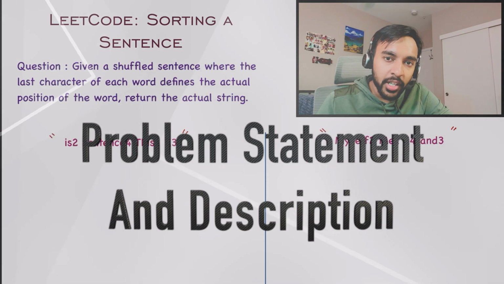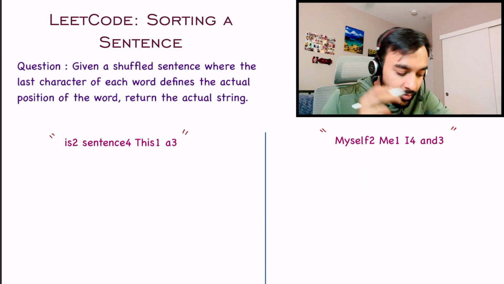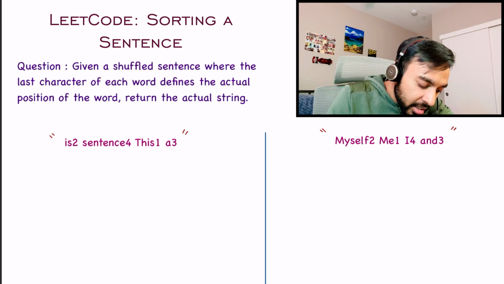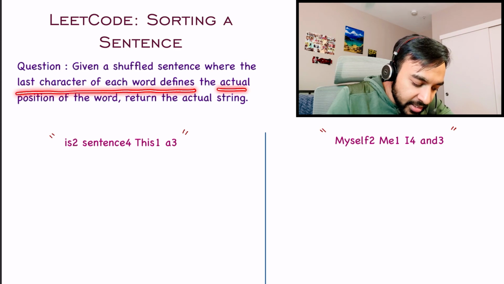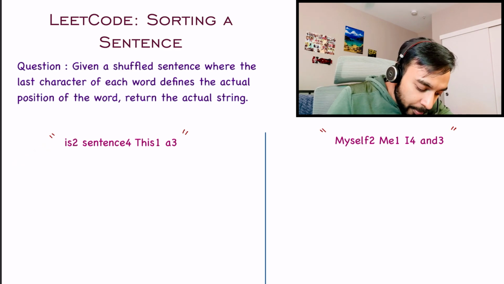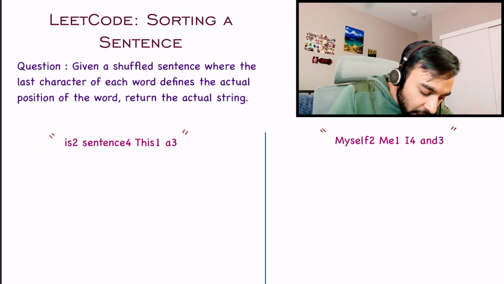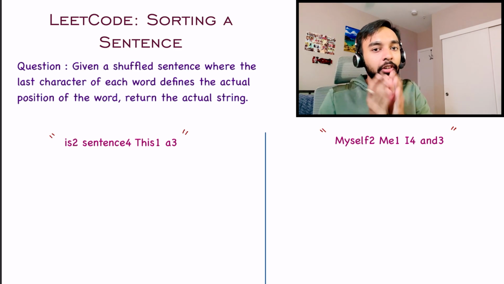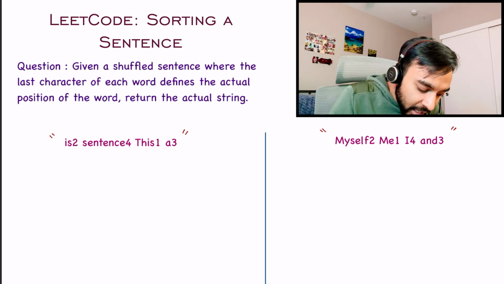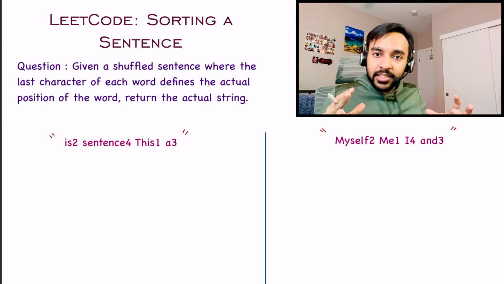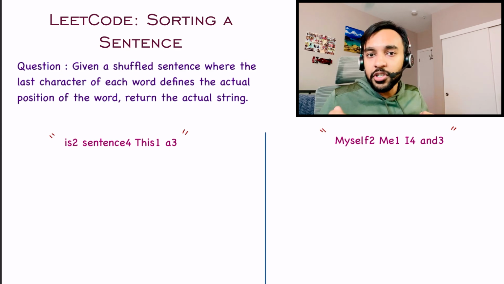Let us quickly make sure that we are understanding the problem statement correctly. So you are given a shuffled sentence, that is a string, right? Where the last character of each word defines the actual position of the word. What does that mean? So let us take up our sample test case. In this test case, you are given a shuffled string and in each of the words, this last index is telling you the actual position of the word. So this word, sentence, comes at the fourth place in your original string, right? So given this kind of a string, you have to return me the original string.